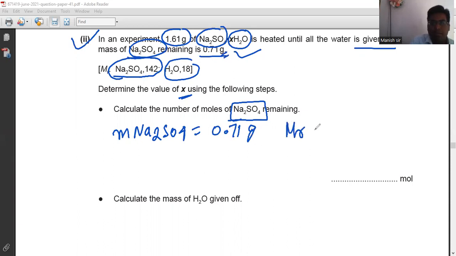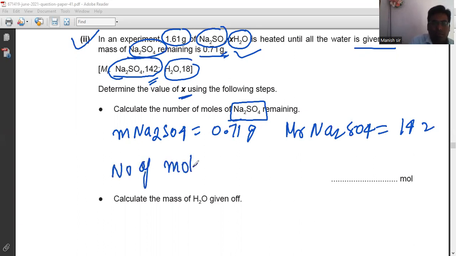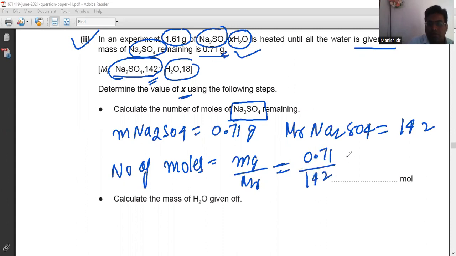And the molar mass of Na2SO4 is given. How much is it? 142. This is your molar mass of sodium sulfate. So for finding the number of moles, we know that it is mass given divided by molar mass. So this is the formula for finding the number of moles. Put the value, 0.71 divided by 142. So it comes out to be 0.005 mole. So this will be the answer for the first part.